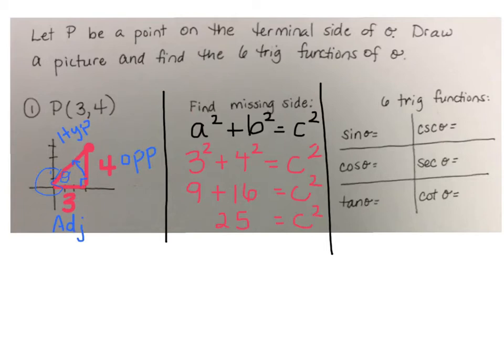If you use your common sense, you're not going to have one side 3 and one side 4, and then the hypotenuse be 25. We have another step. We need to square root to get c, and the square root of 25 is 5. So there's your hypotenuse. There's your 5 goes there.